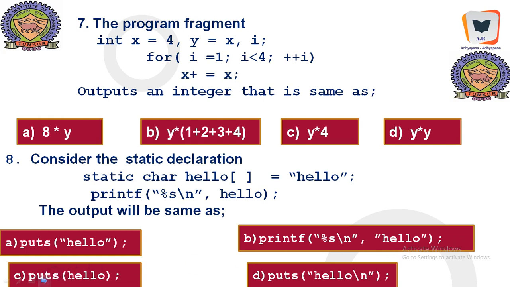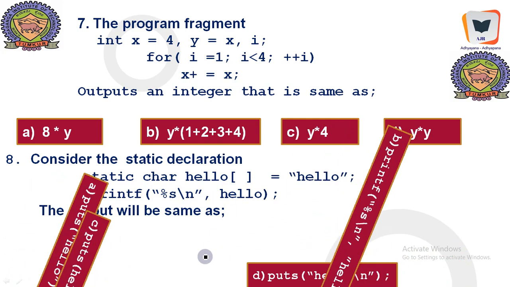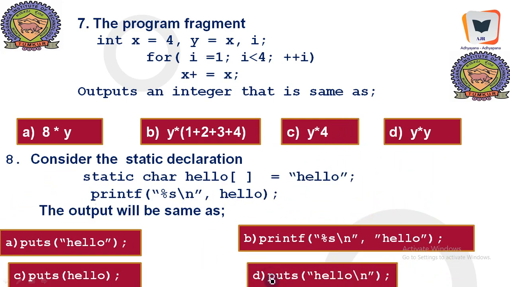This will also work. puts(hello). Here the puts function will just print the content of hello as a variable. Therefore these statements A, B and C are equivalent to printf("%s\n", hello). This cannot be an equivalent statement because of puts("hello\n"). So this will print hello, all right, but it will create 2 new lines, because characteristically puts will create a new line, and once again there is another new line added.